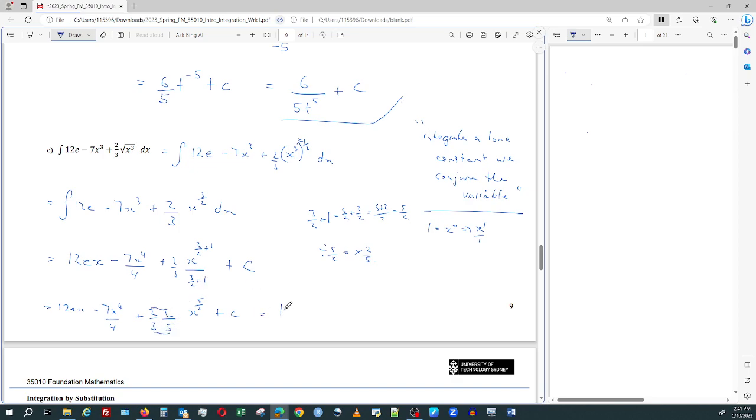So we'll get 12e to the x minus 7x4 over 4, 4 over 15, and it's the x to the 5, the square root. Plus c. That is our final solution. So please be careful as you go. Okay? Please be careful as you go.